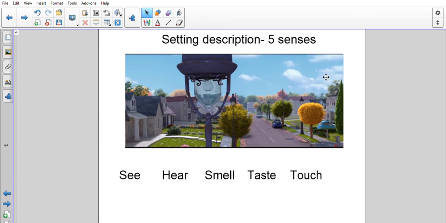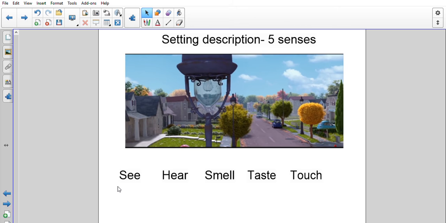So you're going to write a setting description today just using the image that you can see on my screen now. And you've got this in your pack as well. And I want you to do a word association, okay, like we've done before, based on your 5 senses. What can you see? What can you hear? What can you smell? What can you taste? And what could you touch maybe if you were there? If you're struggling with the taste, don't worry. The main ones that we're going to look at are the see, hear and smell.